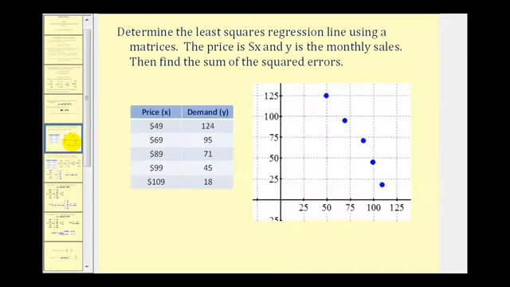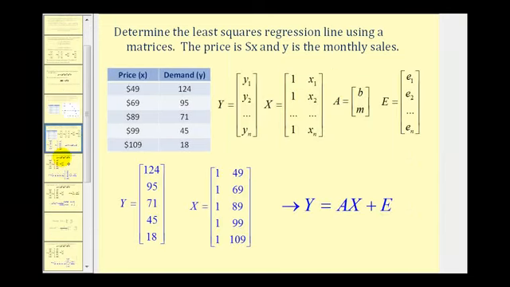We want to determine the least squares regression line from the given data, where x is the price in dollars and y is the demand in monthly sales. We can see from the graph of the data, a linear regression line is going to be a pretty good fit for this data. Let's start by setting up our matrices.